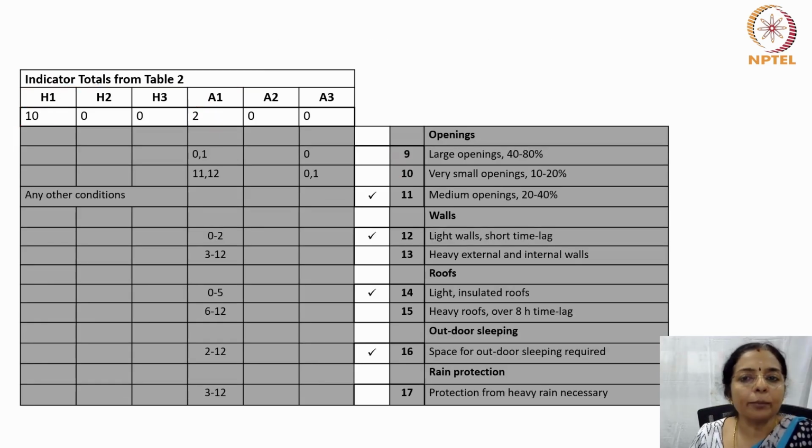Again, the openings can be medium openings. Then the walls can be light walls with short time lag. Because this is 0 to 2 months add up to A1. If it were 3 to 12, then we would require heavy external and internal walls. Again, when A1 is 0 to 5, light insulated roof is needed. A1 is 2 to 12, we require space for outdoor sleeping. If this were 2 to 12, then protection from heavy rain would have been necessary, but this is less than 2.